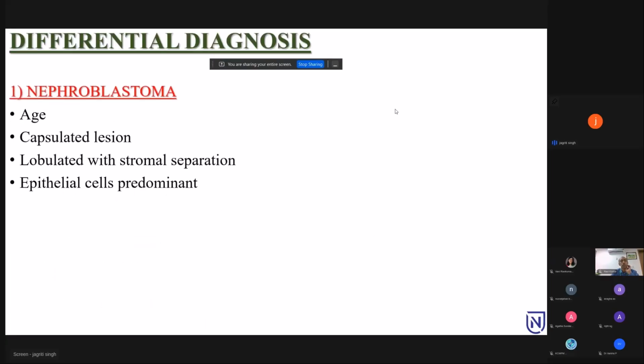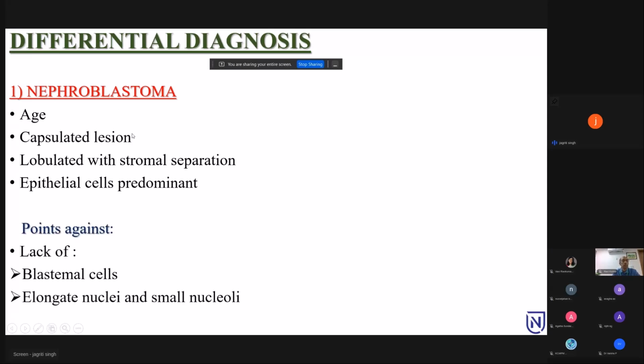So coming to the first DD, because the patient has a history of Wilms tumor, we will take it as epithelial predominant nephroblastoma. The supporting features are age, and it is an encapsulated, lobulated lesion with stromal separation, and epithelial cells are predominant. Points against it are that it lacks blastemal cells and has elongated nuclei and small nucleoli.